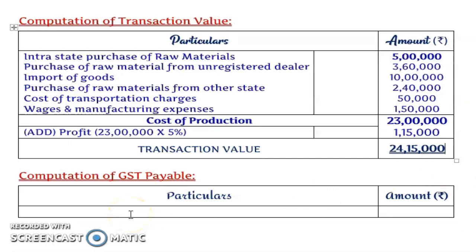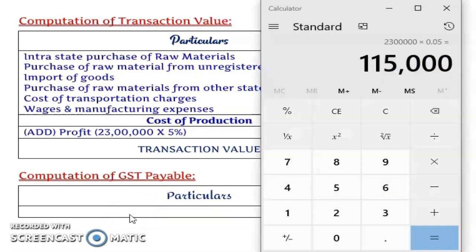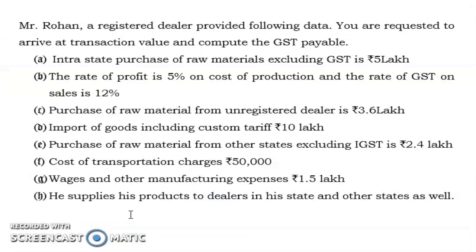Next what we need to do is we need to charge the tax, GST. So first of all we have to decide what sort of a GST, whether it is CGST, SGST or IGST. So we'll look into the last sentence because that will help us to find out what sort of a GST we need to charge. Here they say he supplies his products to dealers in his state and other states. So he is selling the goods in his state. So CGST and SGST is charged, and for other states IGST is charged.